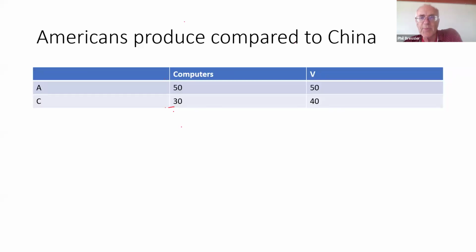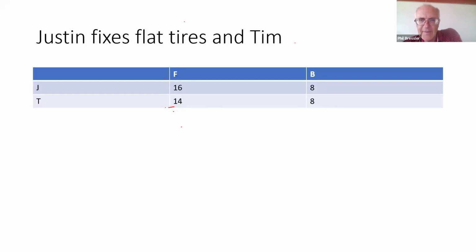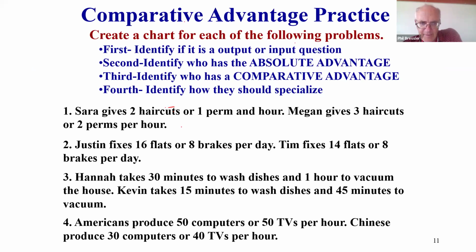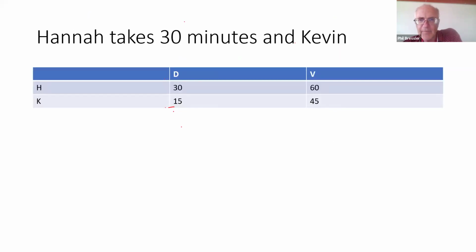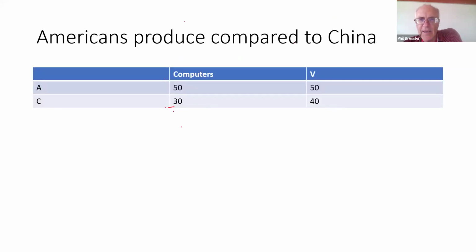All right, Americans produce, so it's how many computers, and what was the V standing for? TVs. Okay. How many computers and how many TVs? All right. So output or input question, just type it in.